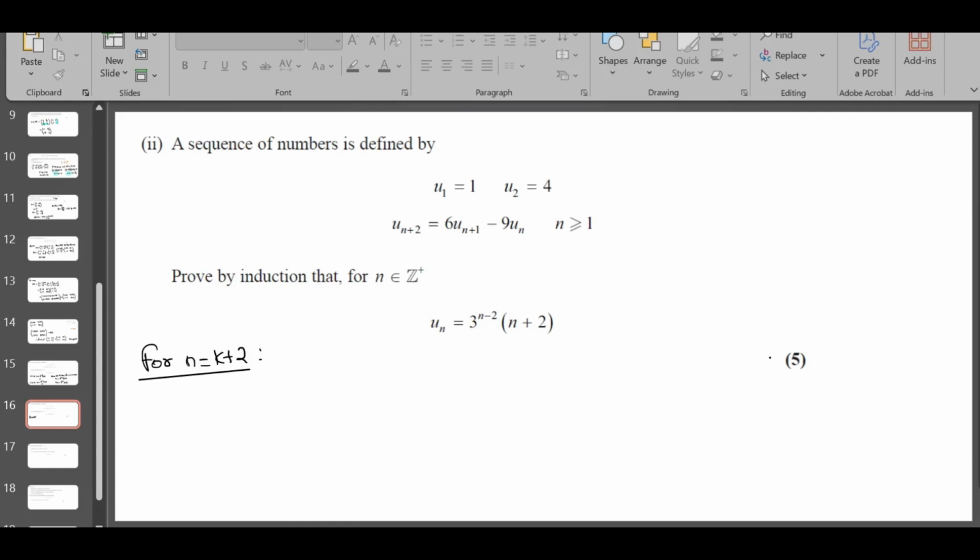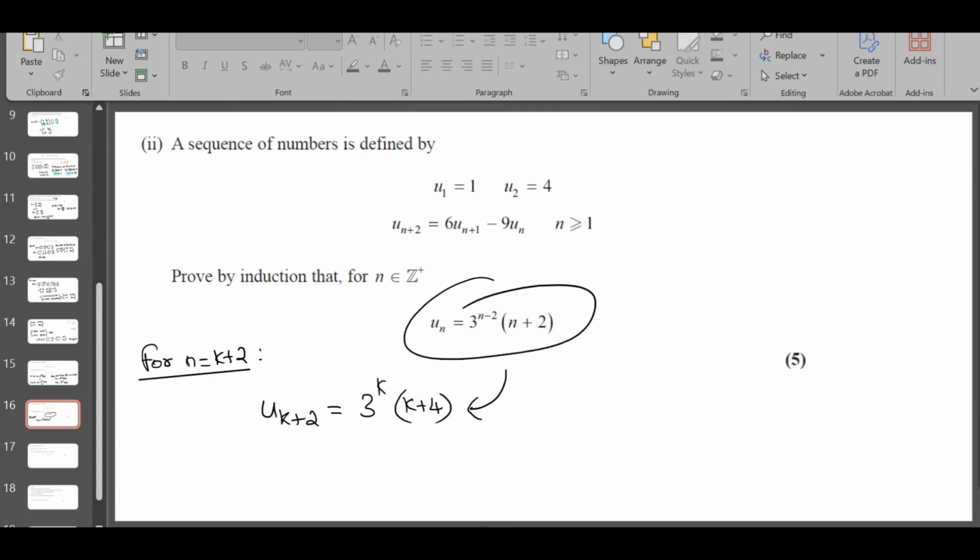So for n is equal to k plus 2, what do we need to prove? We need to prove that u_{k+2} is equal to 3 power k times (k plus 4), since k plus 2 plus 2 is k plus 4. This is what we have to prove. But we cannot start from here. We need to start from the known statement, which is this.